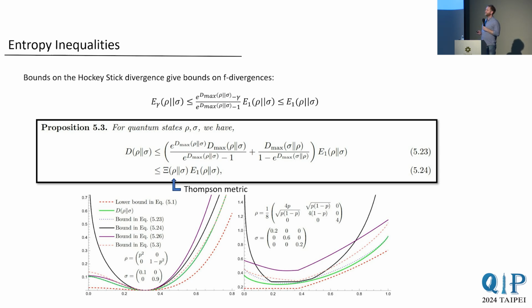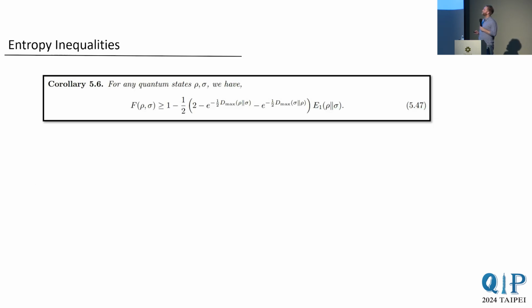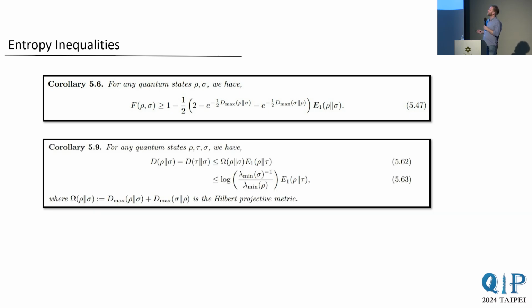Yeah, so for some ranges, this will commute, will be optimal. Okay, and just some other examples. We can, for example, get strengthened Fuchs-van der Graaf inequalities, relating, for example, the fidelity and the trace distance. We can get continuity bounds.